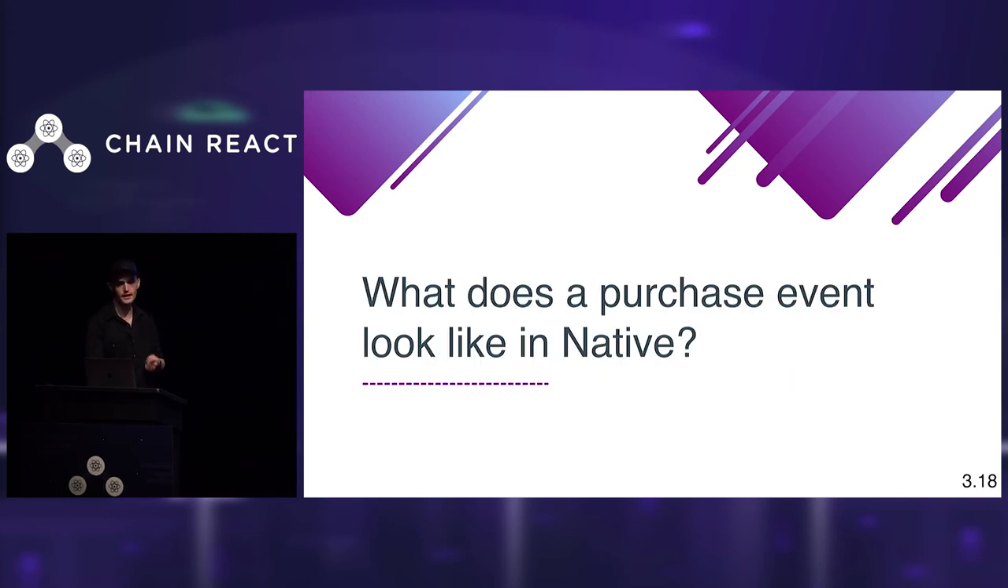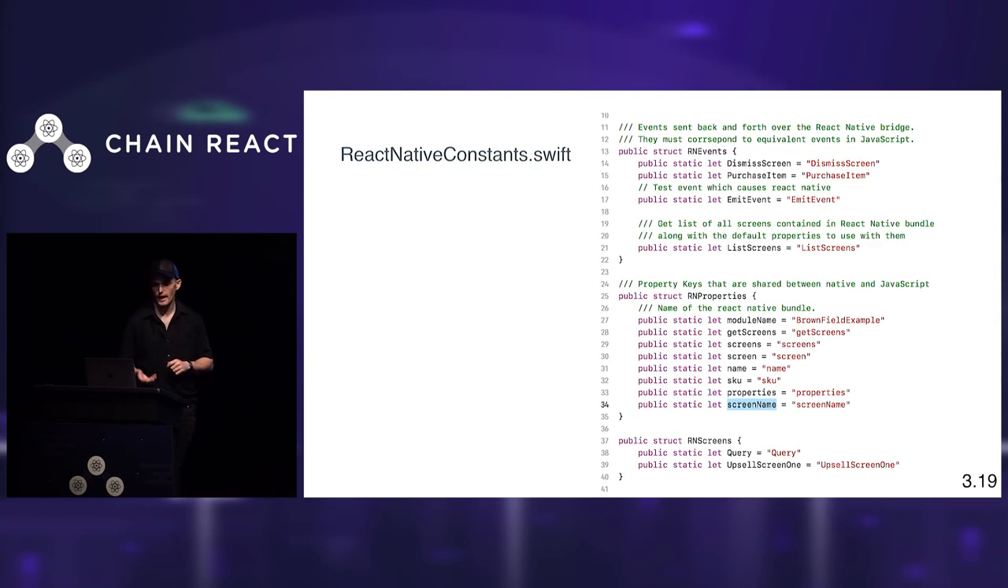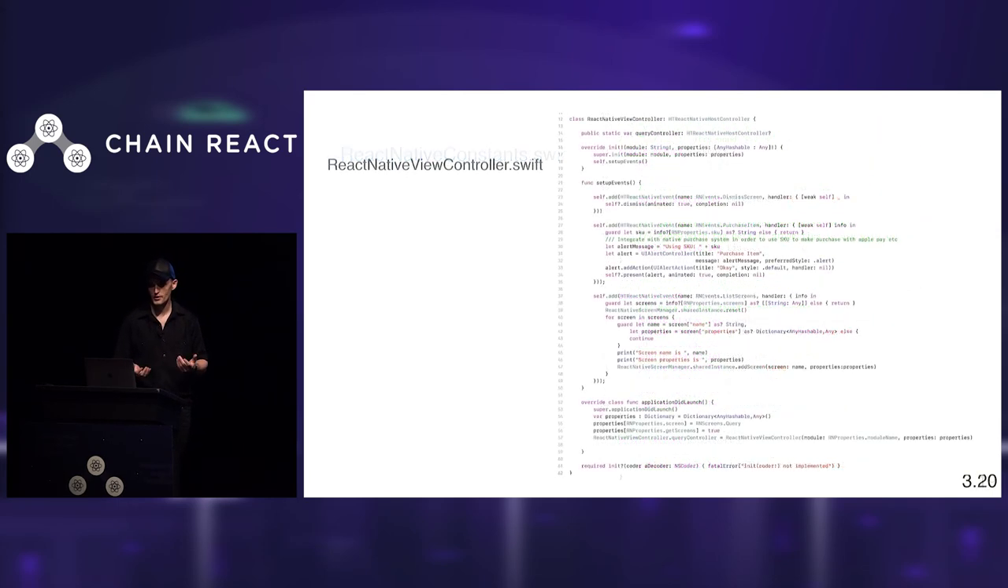So what does this look like on the other side of the bridge, in the native side? Well, we have some constants that correspond to the events, like dismiss screen, purchase item, list screens. We also have a view controller. Again, remember, a view controller is roughly analogous to a React component, but this is the thing that gets instantiated when you actually click that purchase item button. And in this, it has a bunch of code that basically sets up callback handlers to handle the events as they're coming across the bridge. So let's zoom in on one of those.